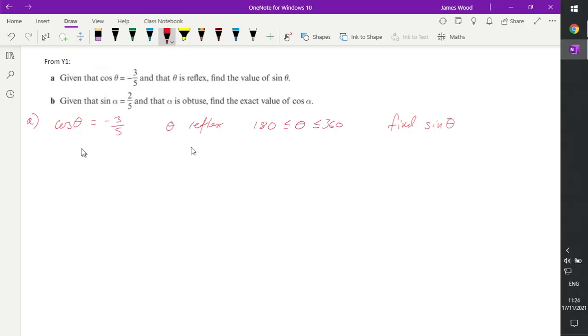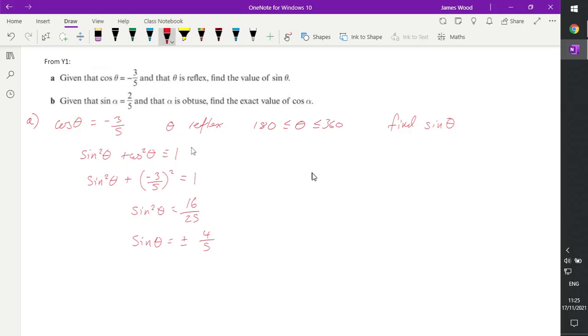So we can use our identity. We can use sine squared theta plus cos squared theta equals 1. So that is then sine squared theta plus minus 3/5 squared equals 1. We can rearrange that. So I'm going to do 1 minus 9 over 25, because that's what 3 over 5 squared is. So that gives me 16 over 25. Now when I square root this, sine theta is either plus or minus 4 over 5. Now that's a problem because we need to decide which one it is.